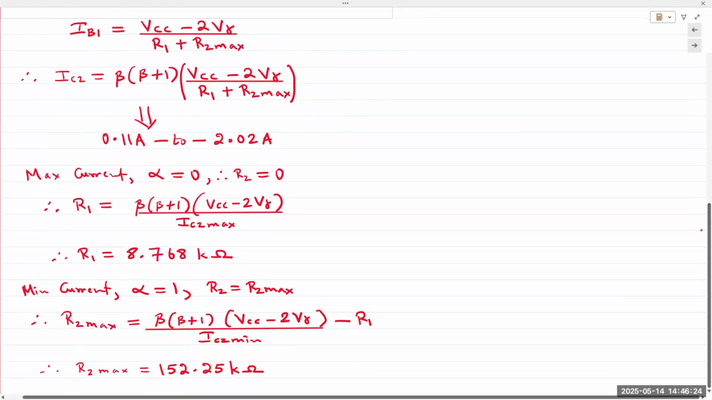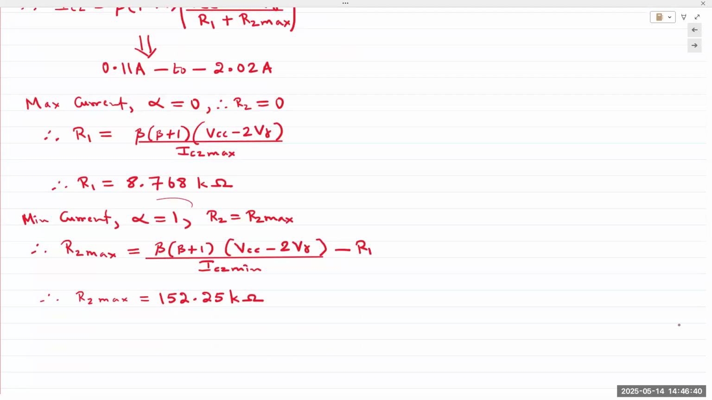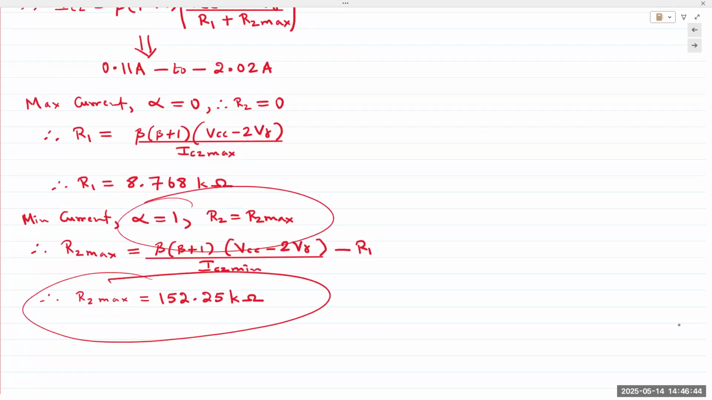To obtain maximum current, the resistance must be at a minimum. So R2 is equal to 0. You can determine R1 as 8.768 kilo ohms. Minimum current occurs when alpha is equal to 1. And R2 max is 152 kilo ohms.